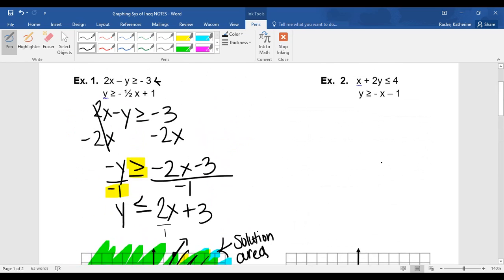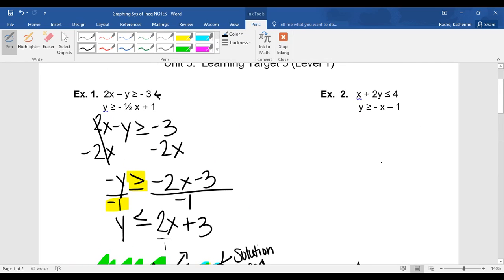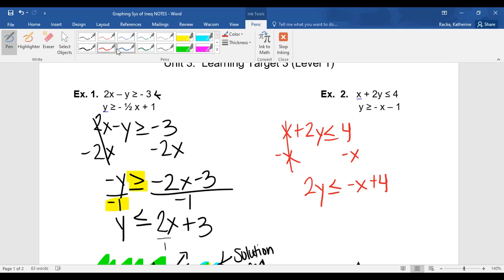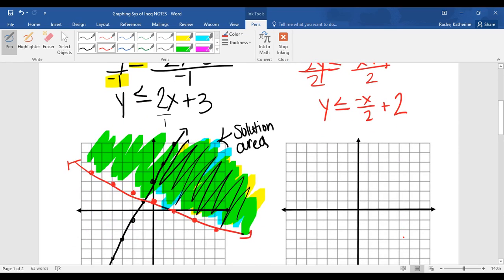All right, moving on to the second one, example 2. Now I need to take this first line and set it equal to y. So x plus 2y is less than or equal to 4. I'm going to start by subtracting x from both sides. Get 2y is less than or equal to negative x plus 4. Now I'm going to divide the whole equation by 2. So y is less than or equal to negative x over 2 plus 4 divided by 2, which is 2. Go ahead and graph that, and it's positive 2. And I'm going down 1 over 2.